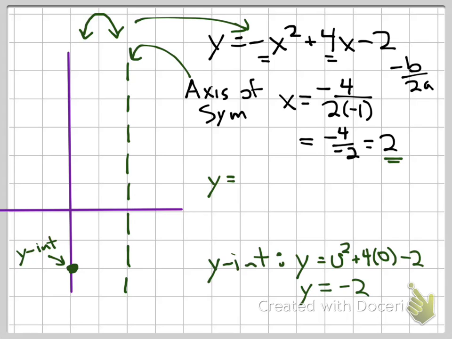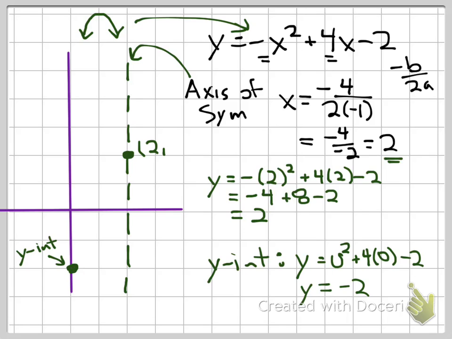So y equals negative 2 squared plus 4 times 2 minus 2. I get a negative 4 plus 8 minus 2 gives me a positive 2. So that means my vertex is at the coordinate 2, 2, which fits because we said our graph should point down. It's going to go down through the y-intercept. So that's one side of it.